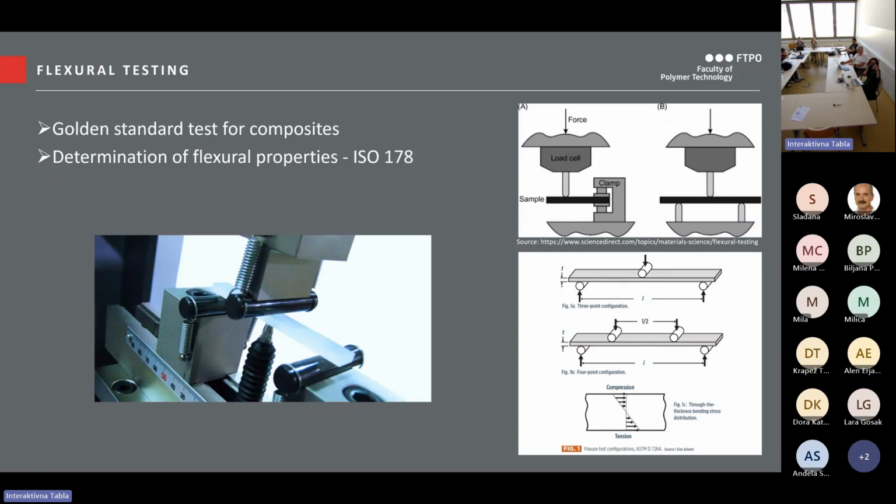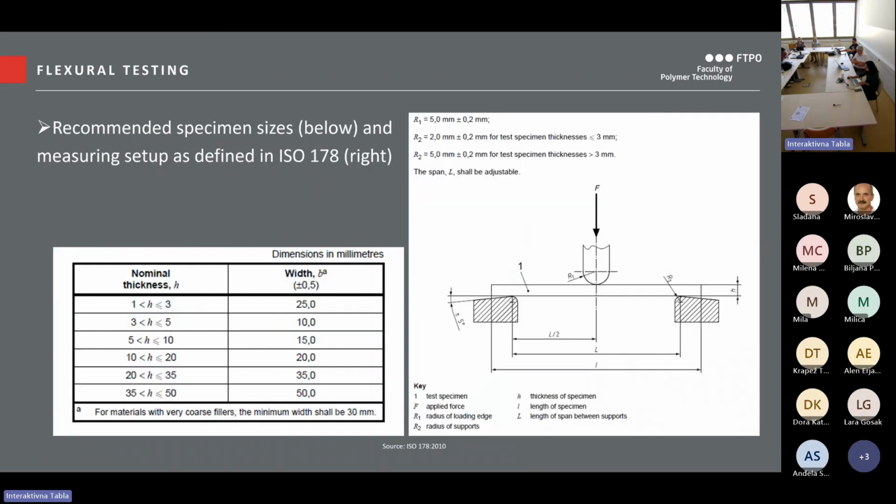We can have samples fixed on one side and apply force on the free side. Three and four point bending approaches are the most common, and today we will see the three point bending approach later in the afternoon. And determination of flexural properties is standardized by ISO 178.